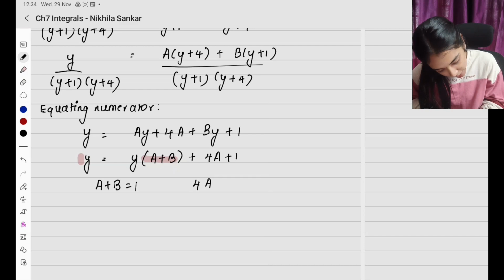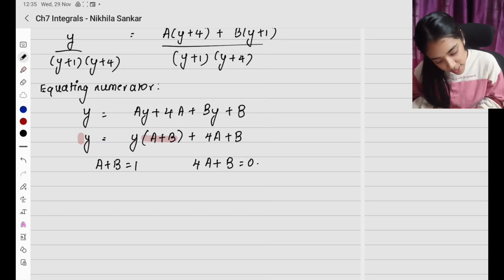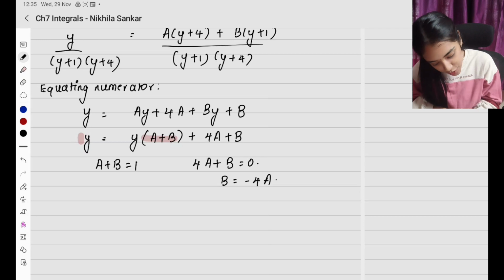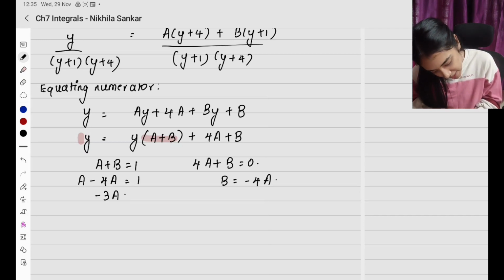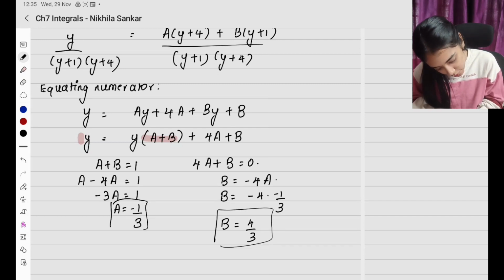Constant enna, 4a plus b. Sorry, you have a b here. b ulla multiply panna b irukum. So 4a plus b equals 0. So what do I have? b equals minus 4a. When I substitute that, I have a minus 4a equals 1, minus 3a equals 1, a equals minus 1 by 3. So a is minus 1 by 3, na b oda value enna, 4 times minus 1 by 3. So b is going to be 4 divided by 3. So I found the value for a and b.